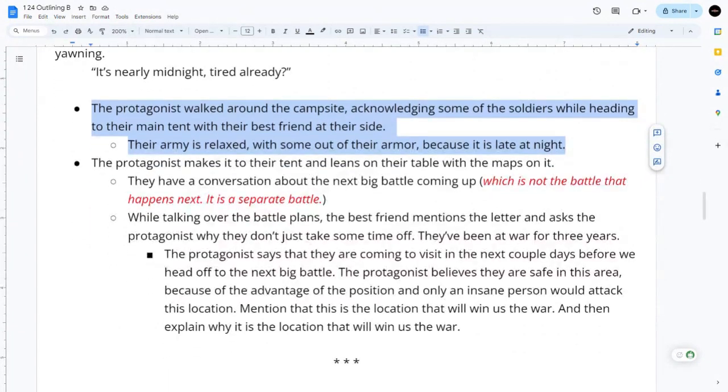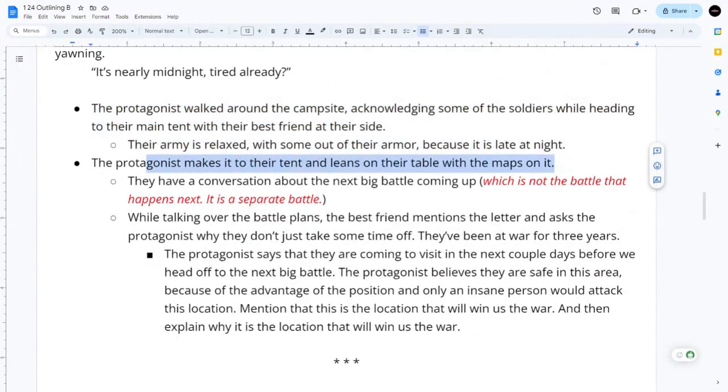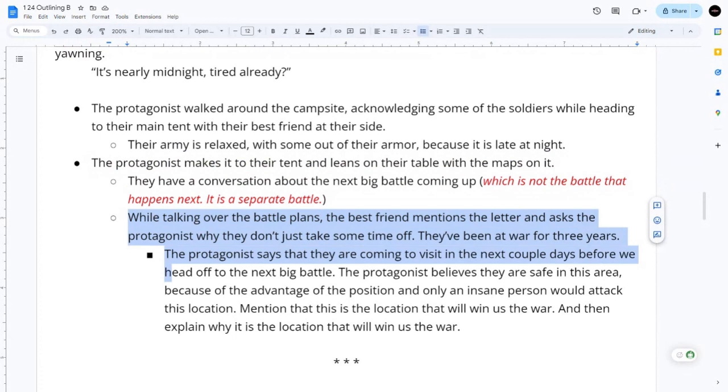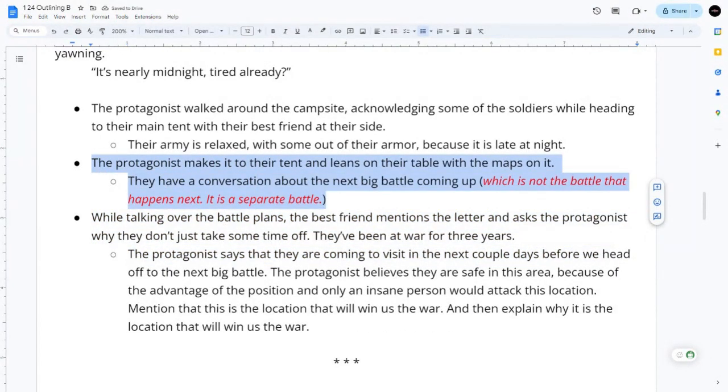And then I would work. I'd go, oh, I have to write this moment out where they enter the tent and they lean on the table and there's maps. However, there's a discussion. So I might even do this. I might say that's a third beat. So this is the second beat of the chapter, which is, they are talking about the next big battle coming up.